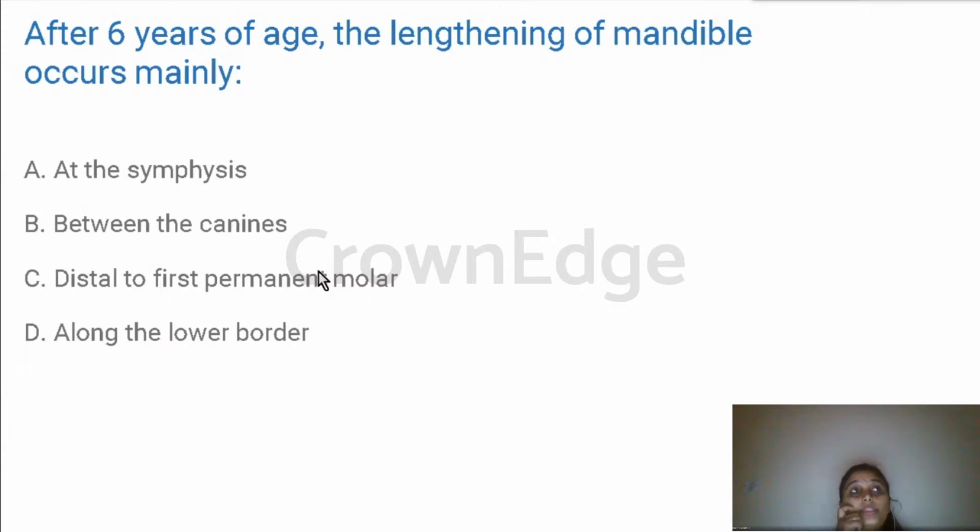Okay, why? Because you're going to have your second permanent molars that are yet to erupt. So your mandible has to slightly expand. You have your leeway space of Nance, which is going to easily accommodate your bicuspids and cuspids. So you need space at the posterior most part of the mandible. So that is distal to the first permanent molar.